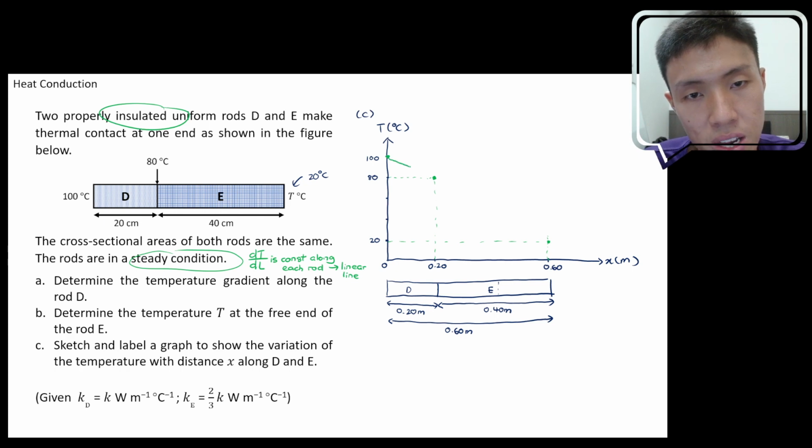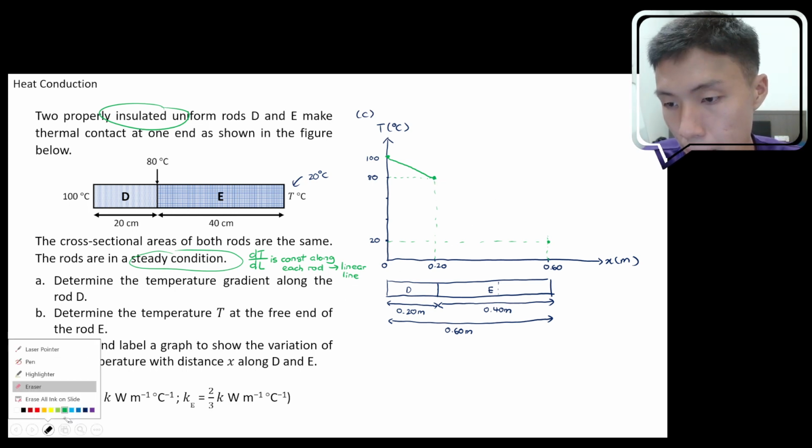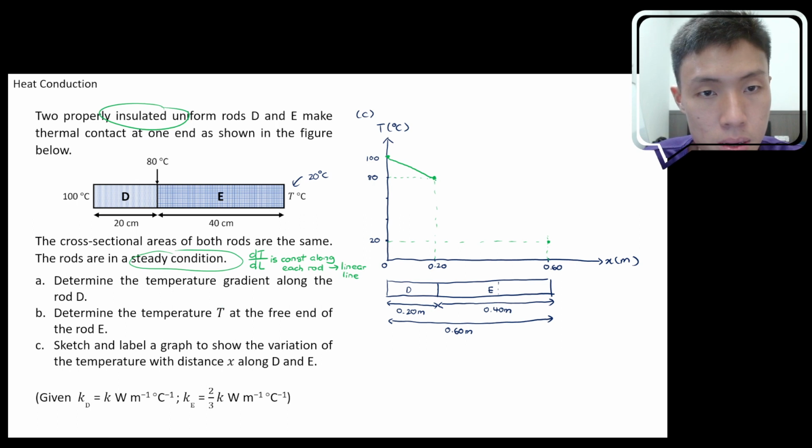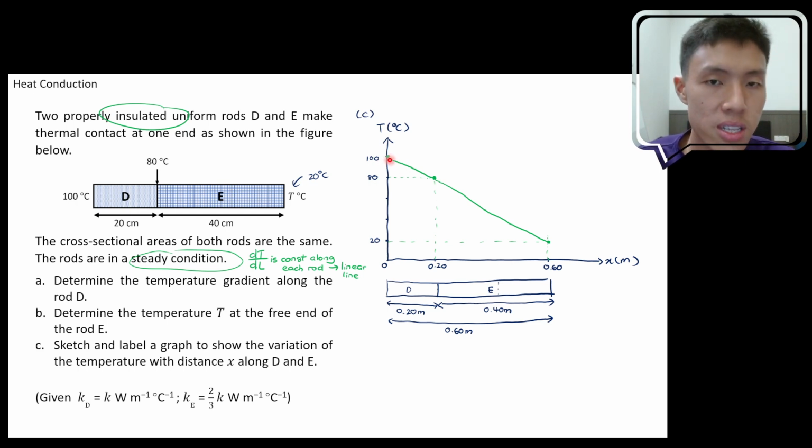So it'll be straight to this point, followed by another straight line to this point. Not very well drawn. Let's try again. Okay, something like this. You label clearly your temperature on the y-axis and your position on the x-axis, then make sure whether it's insulated or not. If it's insulated, connect the dots with straight lines. If it's not insulated, you have to go slightly below the line of the insulated rod, which is slightly lower.